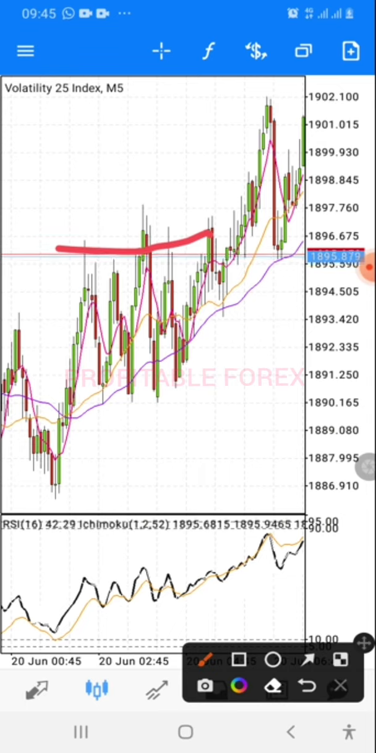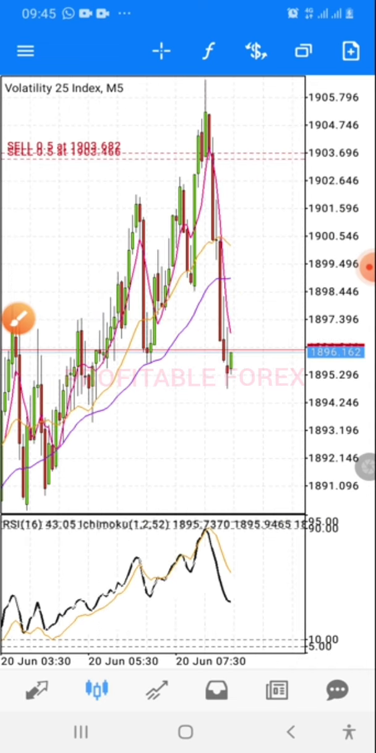So as you are trading and holding on to your trade, make sure you are checking for the resistance zone. You can see it's reversing. Like I told you, it's reversing right now.